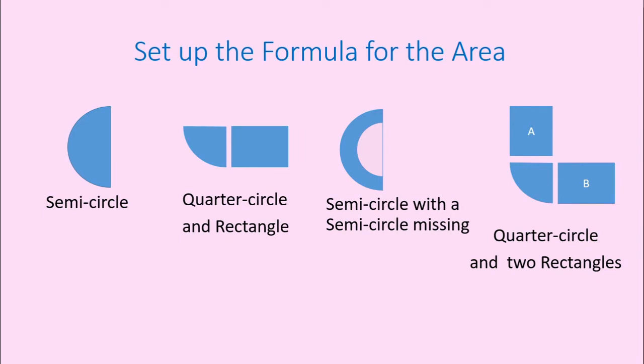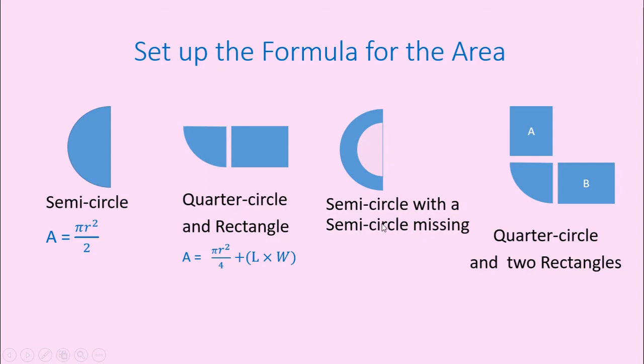So let's try and work out the areas of these shapes. For a semicircle, let's set up the formula. That would be half of a circle. So that's pi r squared divided by 2. Here, this is a quarter circle and a rectangle, so let's work out the formula for this. A quarter of a circle would be pi r squared divided by 4, and a rectangle's length times width, so we'll add that together. Pi r squared over 4 plus length times width.